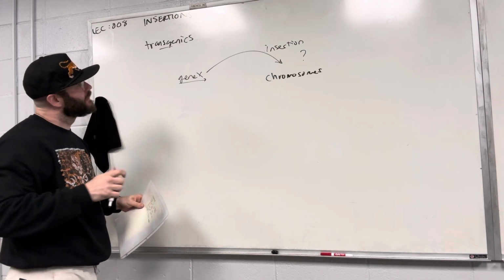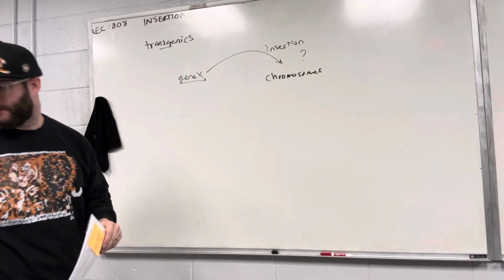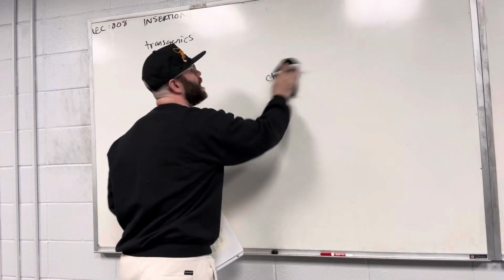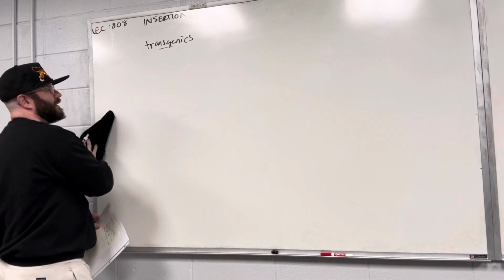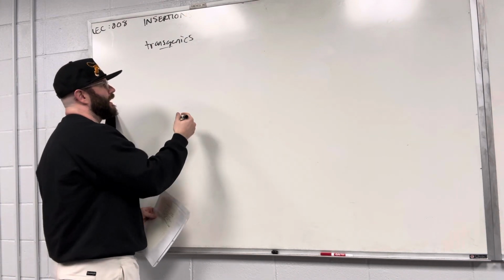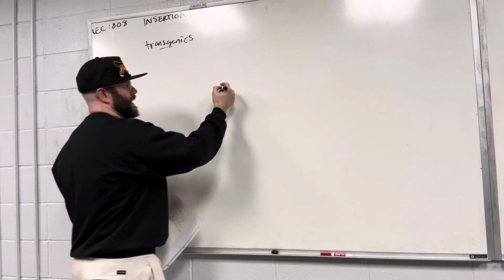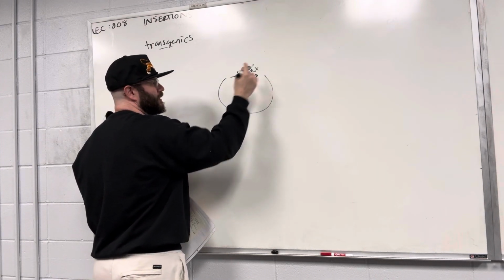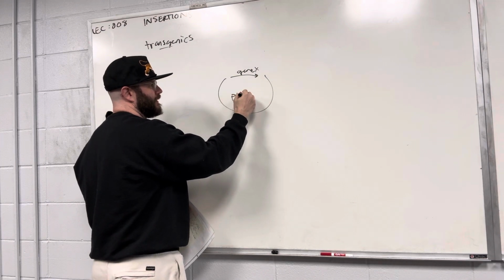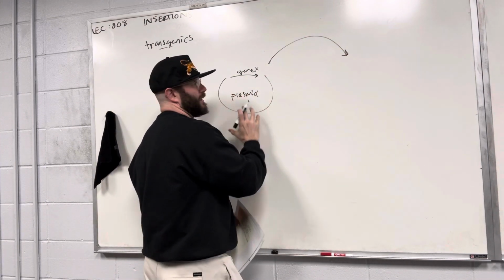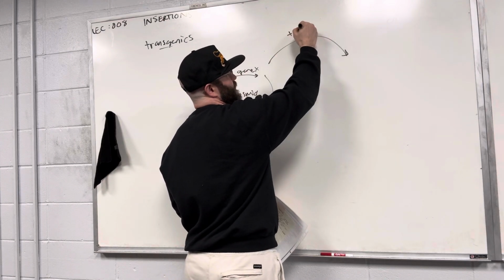What's the simplest way to deliver a transgene, one that we've already talked quite a bit about? Plasmids. Yeah, but there is a limitation to that. The simplest way is you take gene X, you put it on a plasmid, and then there's a process where you get the plasmid into the cell. That process is called transformation.